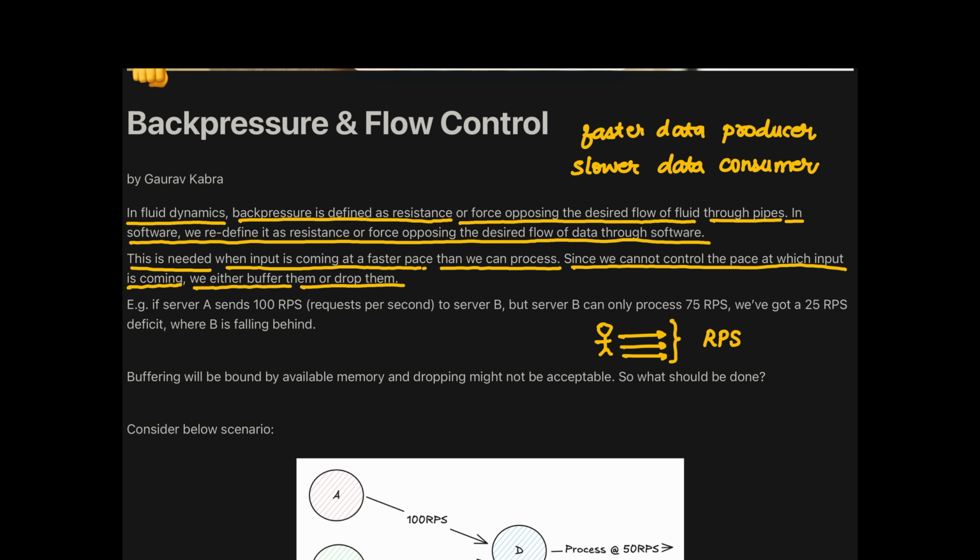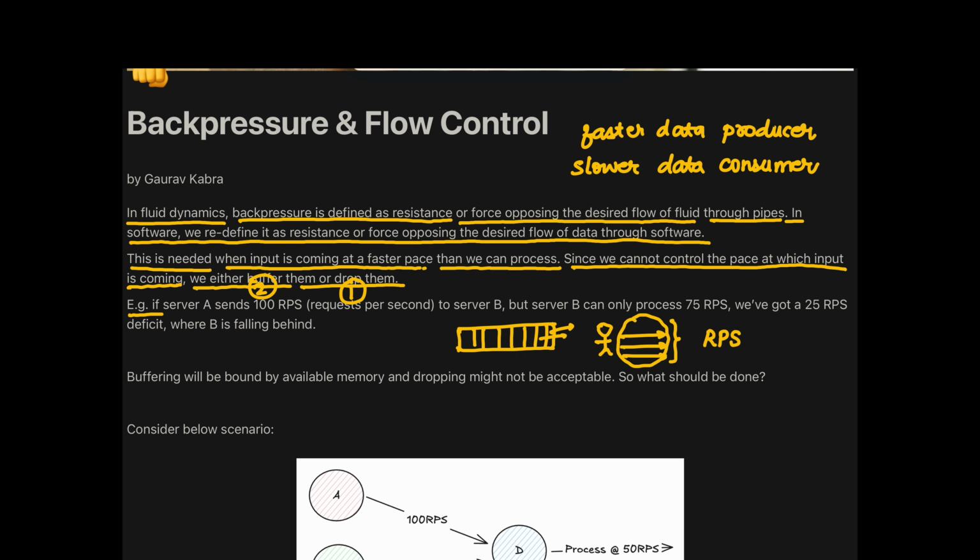So what do we do with these requests? We can either drop them if we cannot process them. That is one option. The second option is we buffer them. That means we store them in some queue. It can be some memory. It can be, let's say, Kafka, where we store the unprocessed requests. And as our system for processing becomes available, we will keep picking them one by one. So this is the second option, buffering.